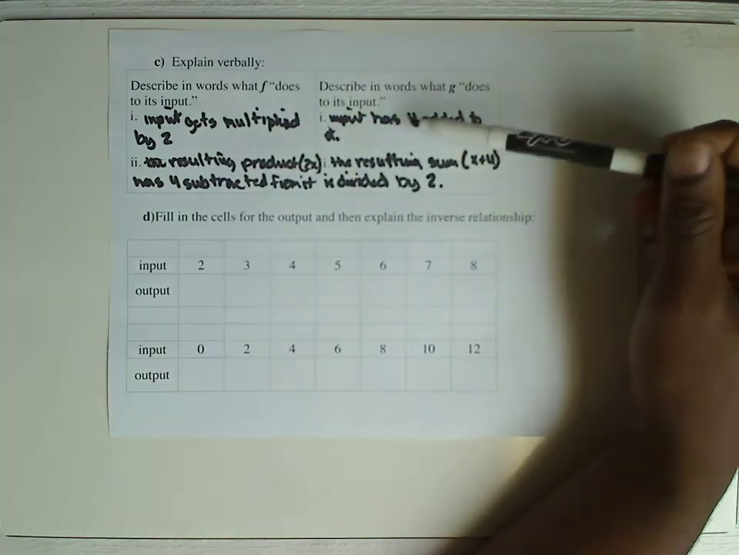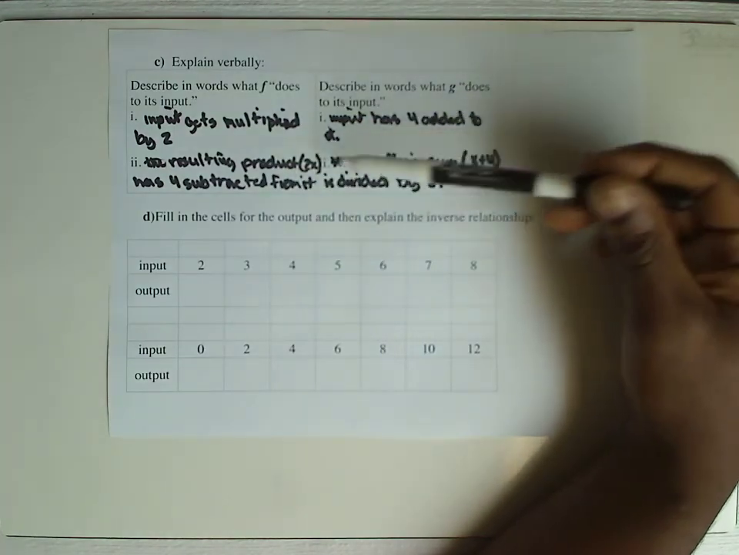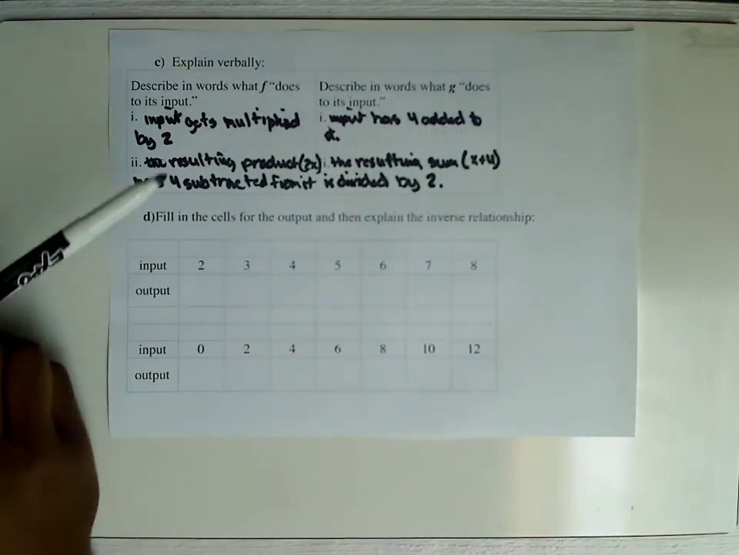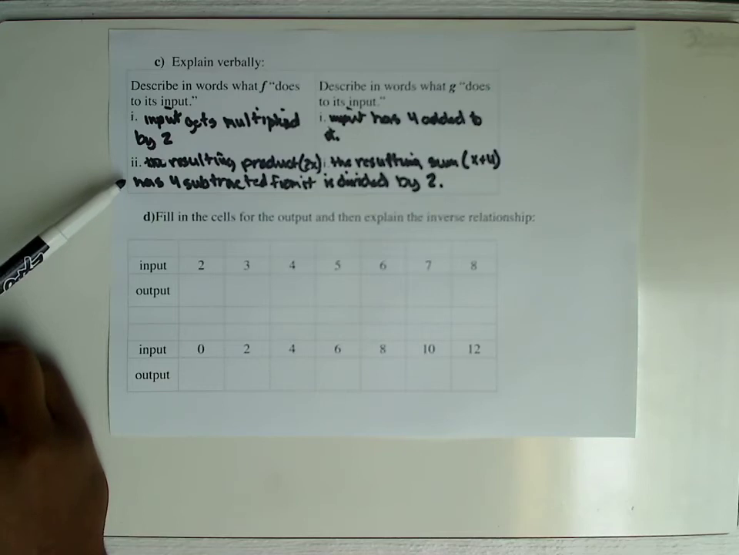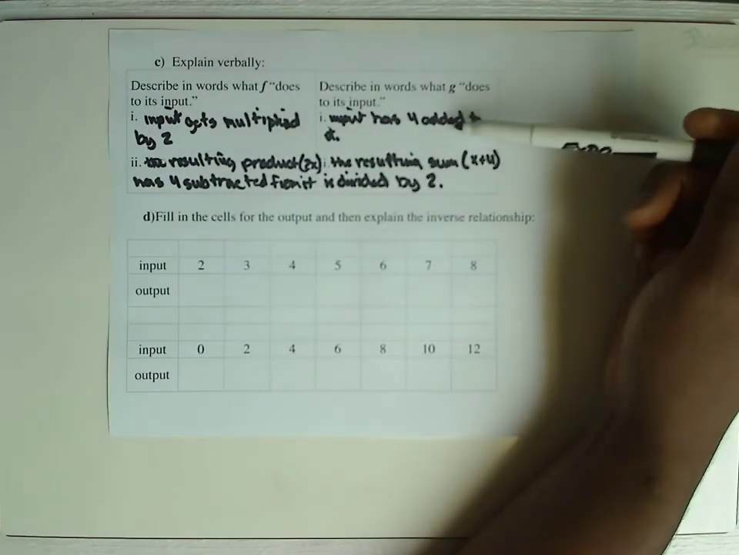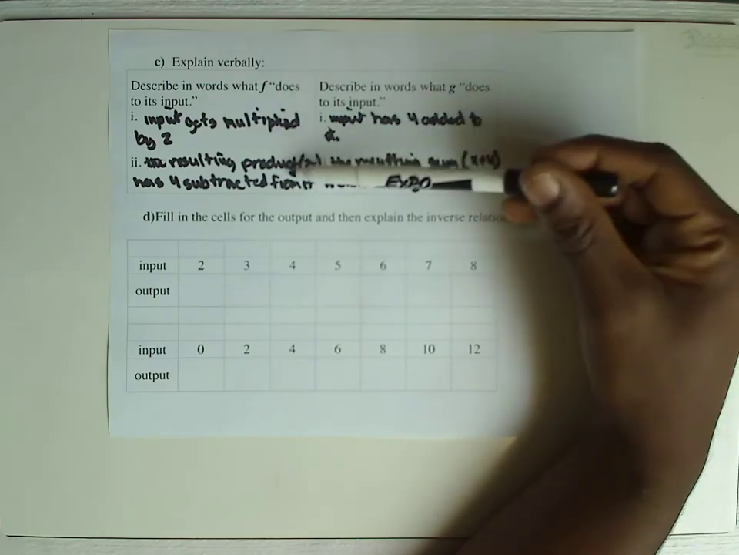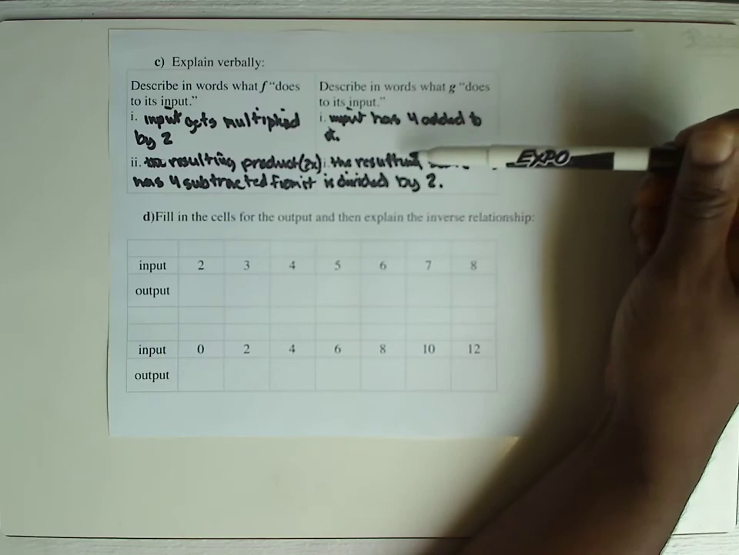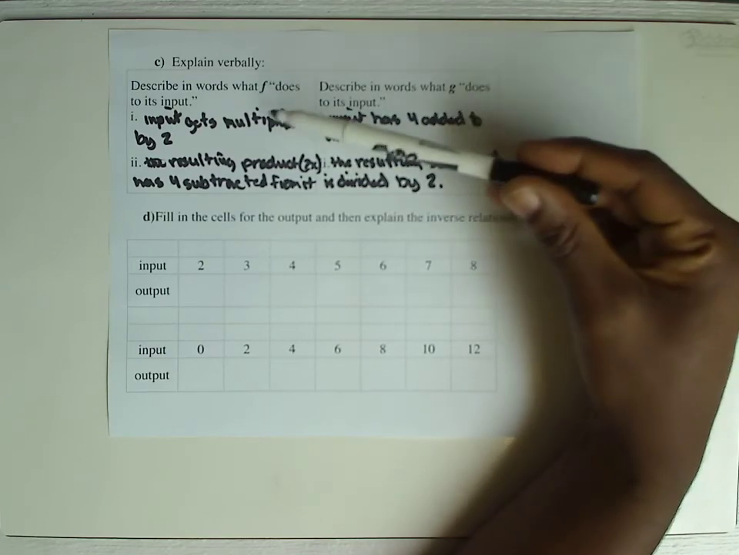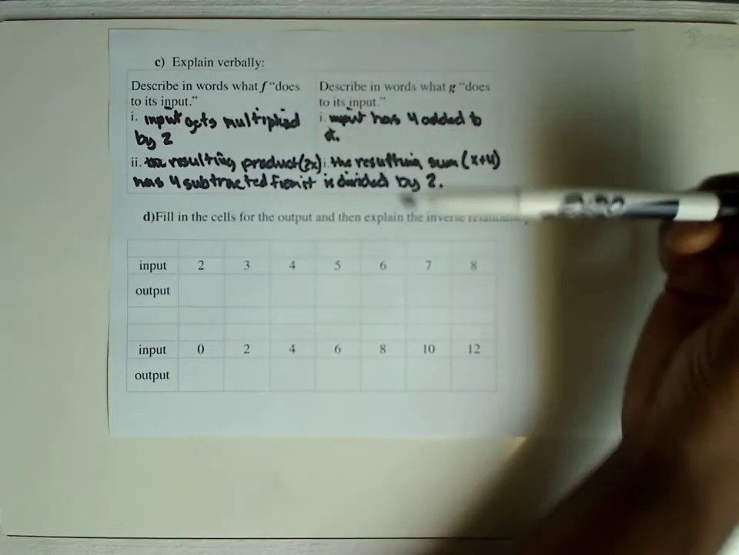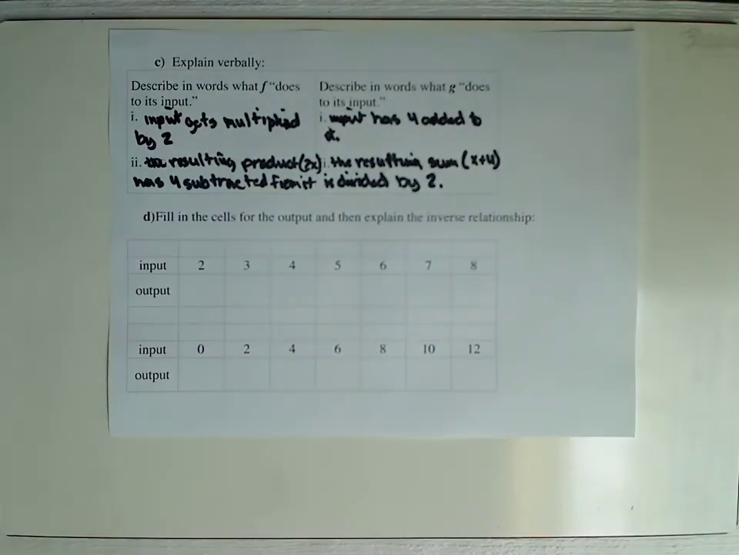And if we look at it the other way, with G and F, the second thing that F does is it subtracts that 4. So the input has 4 added to it in G, and it's subtracted by 4 in F. And then the second thing that happens in G is the resulting sum is divided by 2, and the first thing that happens in the F function is that it's multiplied by 2. So basically the two portions are kind of undoing each other.